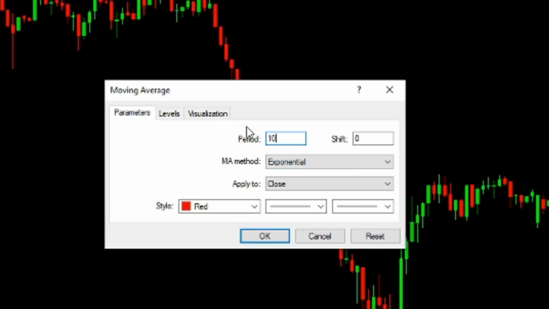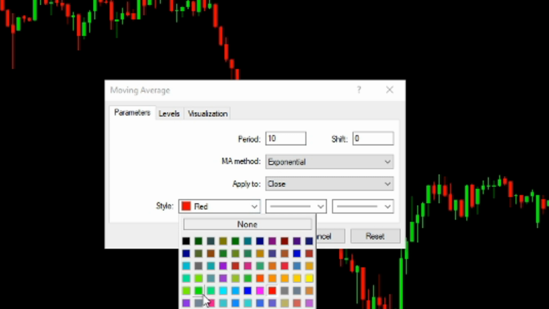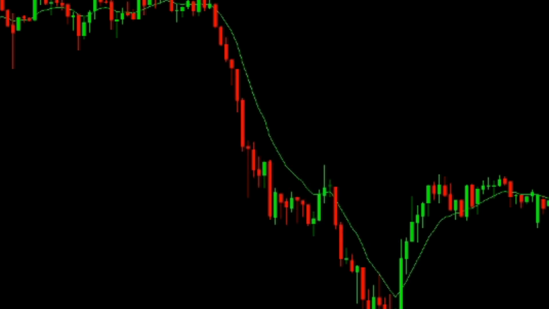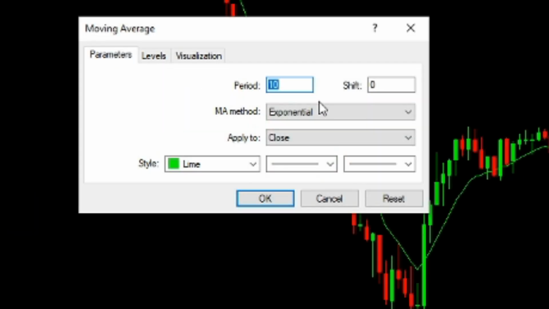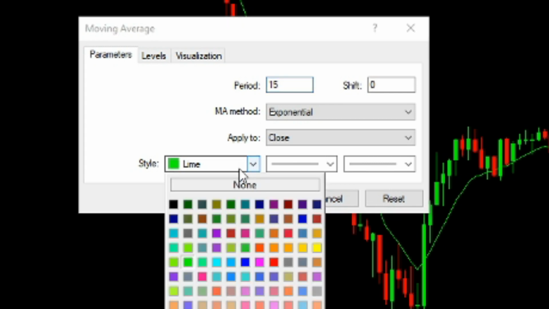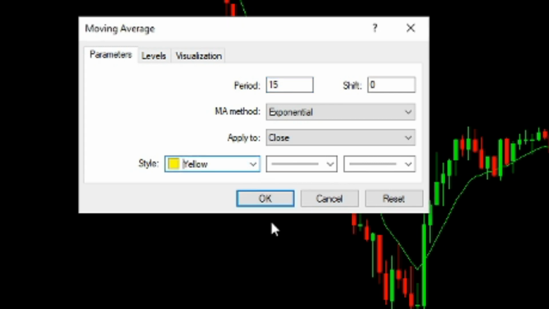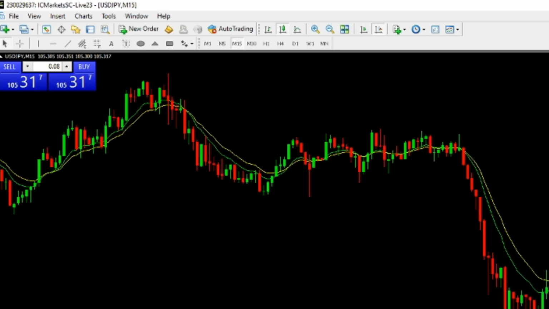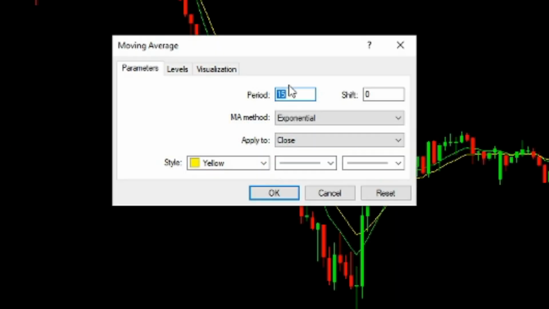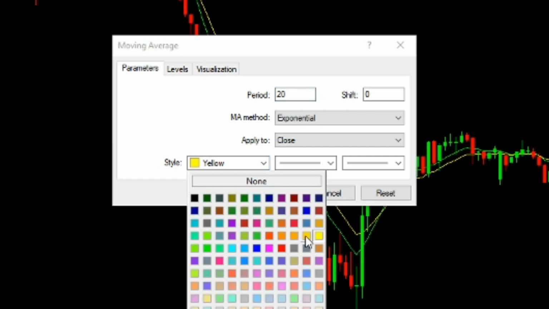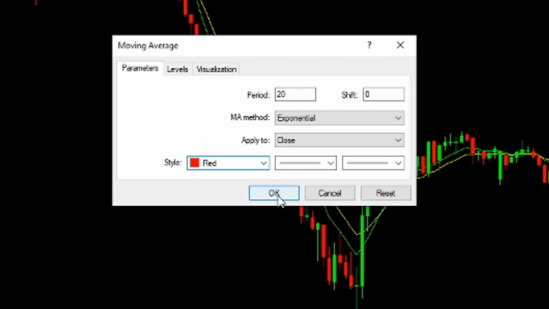I'm using 10. Then I'll color it green. I use the color green for the 10, and for the second, by the way, I'm going to use 3 EMAs now. For the 15, the middle EMA, I'm going to use yellow. And the last EMA, which will be 20, I'm going to use red.